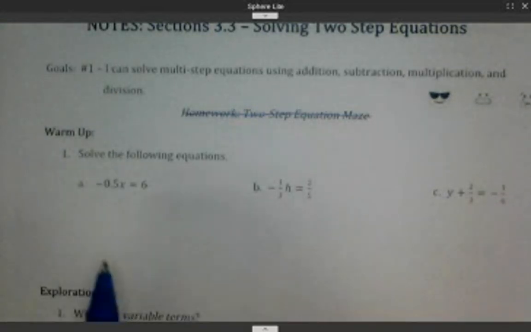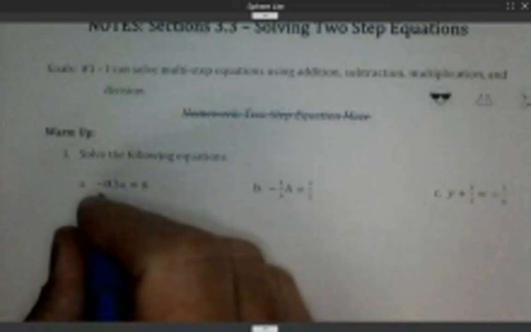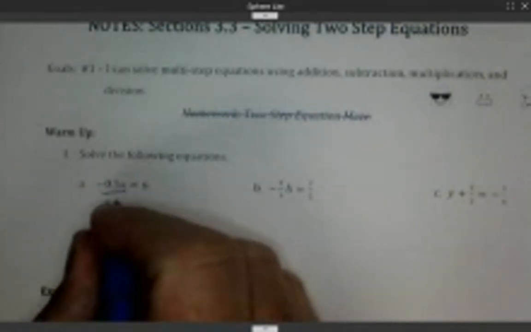This first one, we know in order to get x by itself, we have to divide by negative 0.5. When I divide by negative 0.5 on both sides, I get x by itself, and 6 divided by negative 0.5 will give us negative 12.